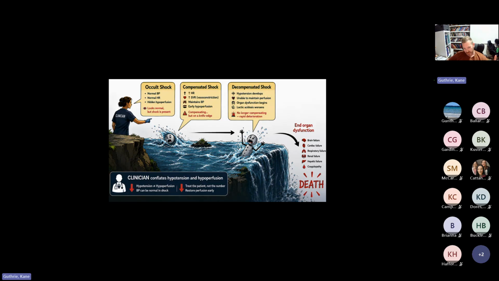And then we get the other patients where they start decompensating. And so this is when they present with decompensated shock. And so we'll see hypotension, they're unable to maintain good perfusion, their brain starts going off, you get cardiac failure, respiratory failure, renal failure, hepatic failure, and coagulopathy. And they're in this circle, and that's what actually kills them if we don't intervene and try and correct things there.